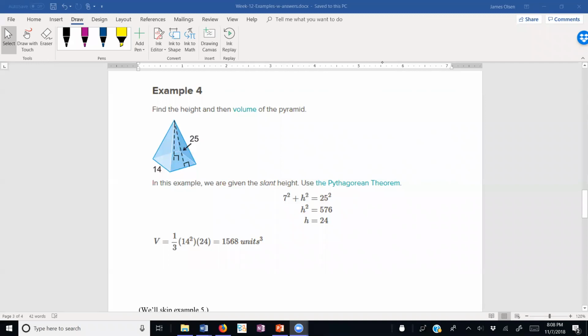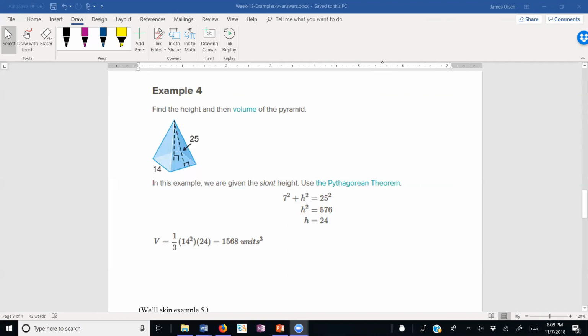We're skipping example 3, so let's go now to example 4. Example 4 asks us to find the height and then the volume of the pyramid. We have the slant height given as 25. We have the edge of the base is 14. So the apothem is 7. And here's our Pythagorean theorem, 7 squared plus h squared equals 25 squared. And there is a Pythagorean triple, 7, 24, 25. So the calculator gives us a height of 24.